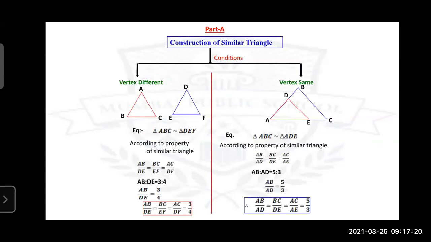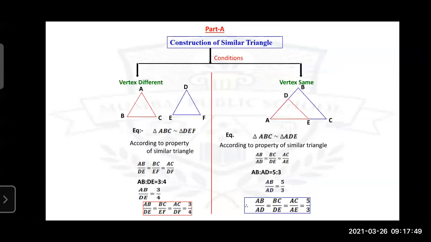So see in the figure, ABC and DEF, 2 triangles are similar, but vertices are different. So according to this, AB by DE is equal to BC by EF is equal to AC by DF. So if any corresponding side ratio is given, then that is equal to the ratio of all 3 sides.